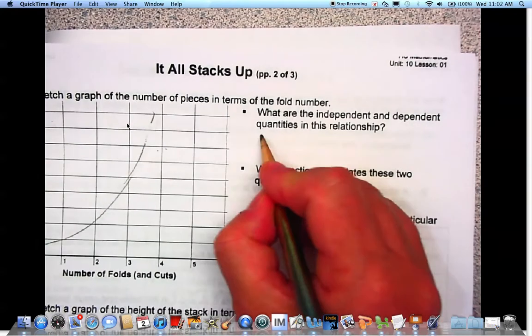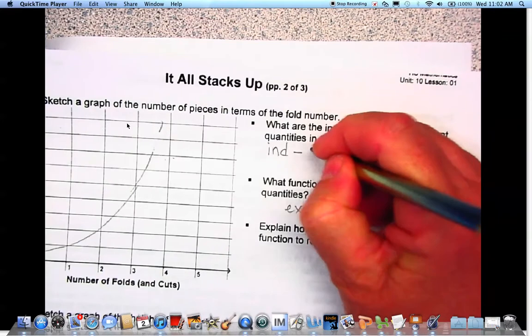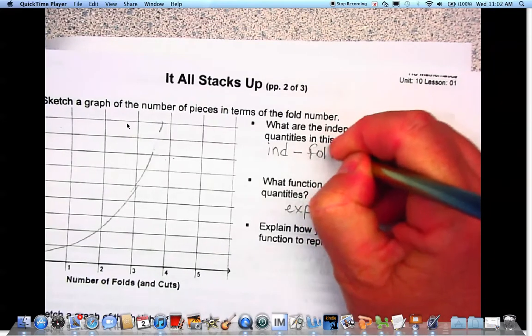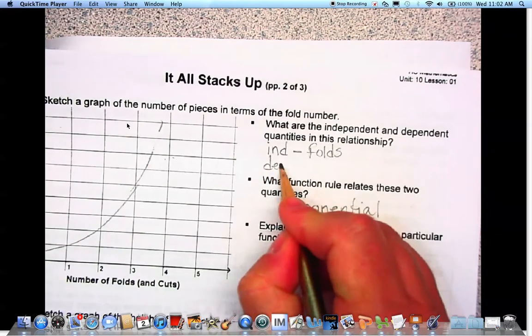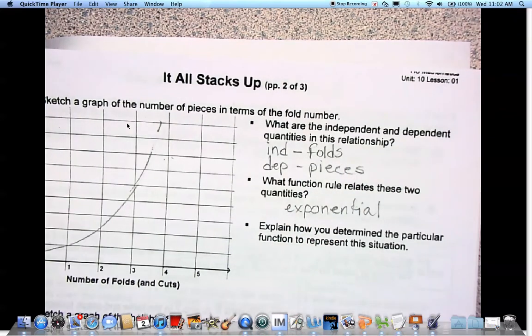What's the independent variable on this one? Independent is the number of folds. Number of folds. And dependent? Is the number of pieces. Pieces. So the number of pieces of paper depends on how many times you fold and cut it, right? Does that make sense? Okay.